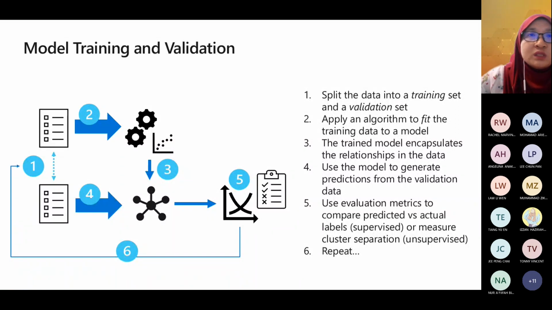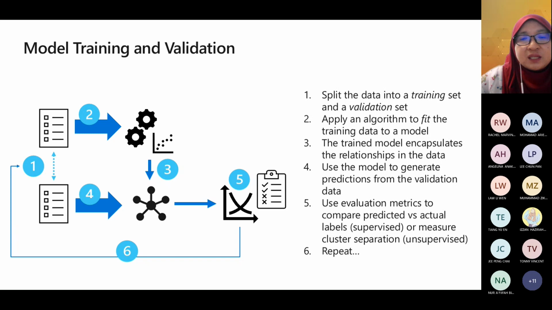So use the model to generate prediction. So kat sini, okay, so these are the prediction, okay, from the validation punya data. So you need to have data, validated data lah, okay, and use evaluation metric. Ni evaluation metric betul salah ke, compare predicted versus the actual label supervised or measured. Okay, cluster separation. Banyak proses. Yeah, there's for this training set. So after training, we have model that we can test.